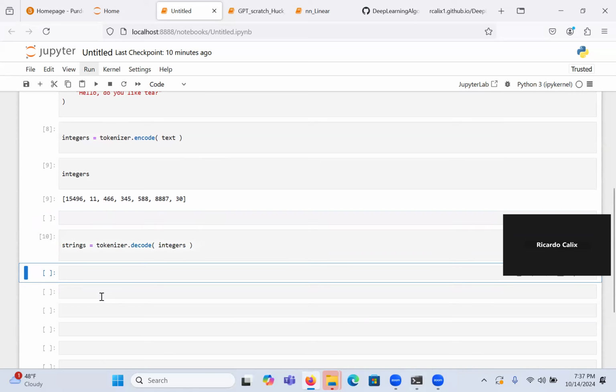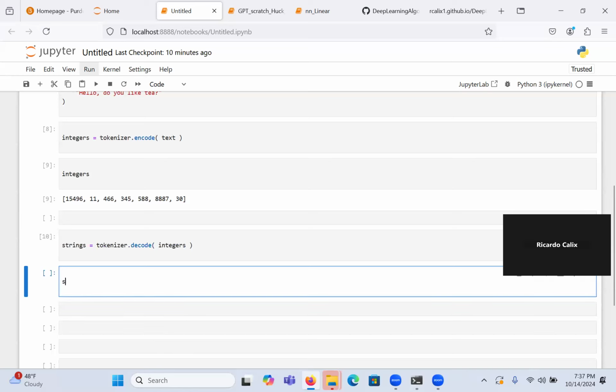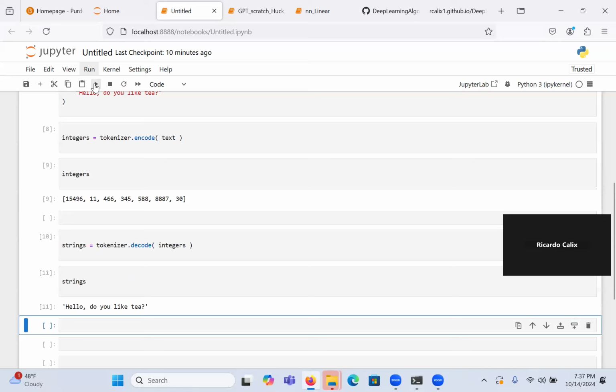All right, that worked. Strings. Hello, do you like tea? And that's basically literally what I did with the ABCD from beginning to end. But now you have a slightly more powerful thing to try out for your homework assignment, tiktoken, which is the professional thing to use. So yeah. Okay. All right. So I mean, it's simple, right?